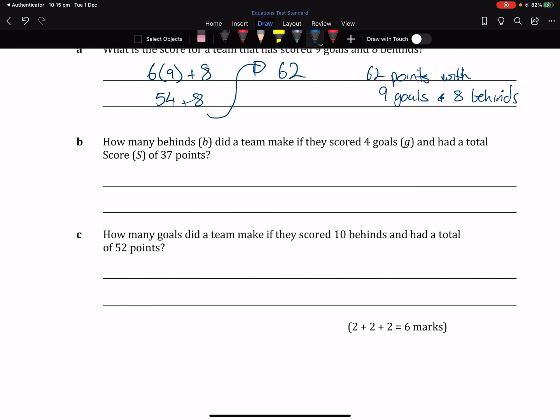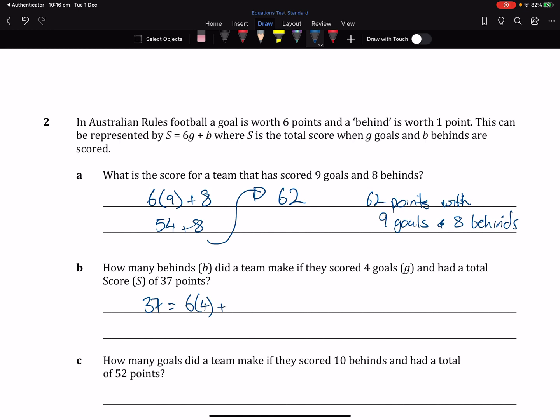Part B, how many behinds or B value did a team make if they scored 4 goals, which is our G value, and had a total score of 37? So again, think about our formula. S equals 6 times G plus B. We've got the S, so we know the S is 37, the total number of points they scored is going to be equal to something times G. Oh, so they got 4G, so it's going to be 6 times G, G being 4 in this case, so we'll do that, okay?